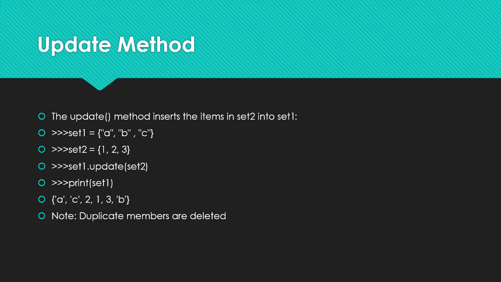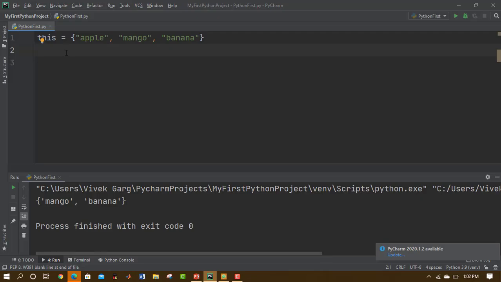Let us see it on PyCharm now. So here we have this set named this, which we've used in the earlier video also. We are going to see the pop method, the clear method, the del keyword, and the union and update methods. So let us see.